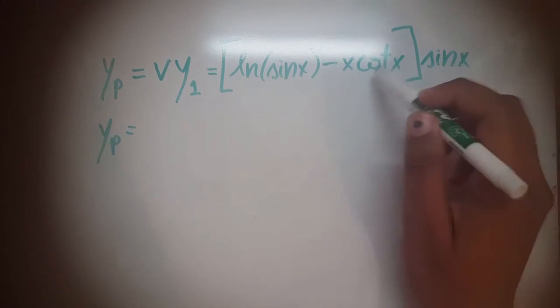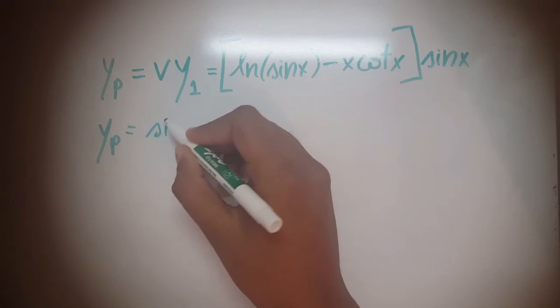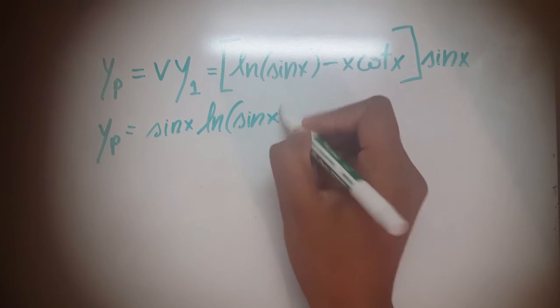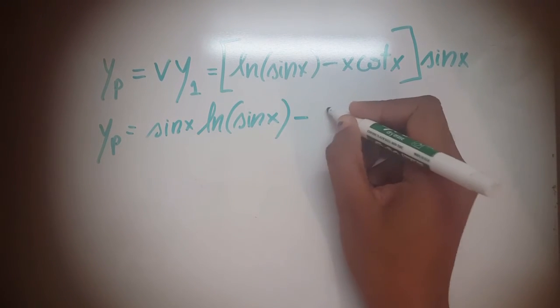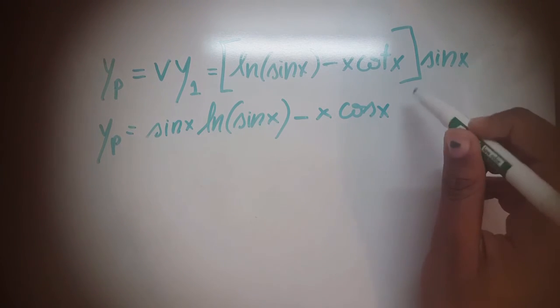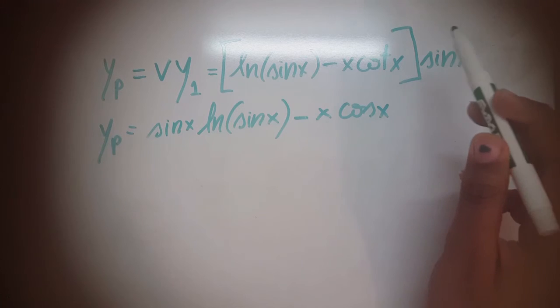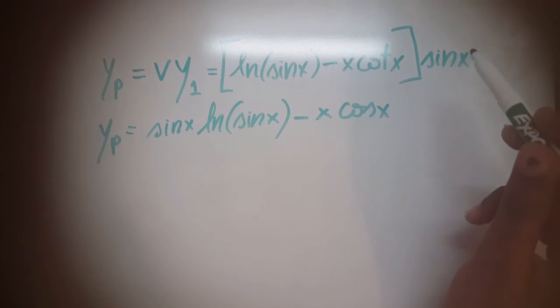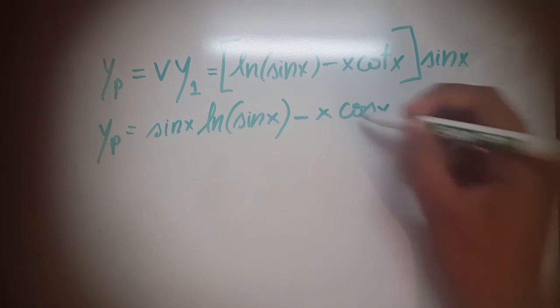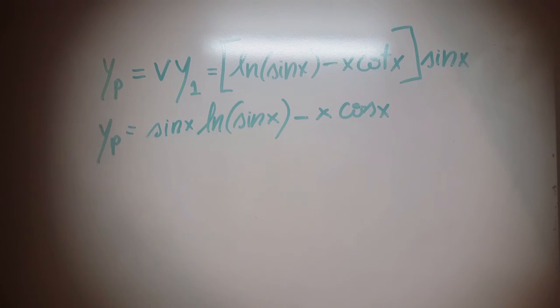Now our y sub p equals sine of x times natural log of sine of x, minus x times cosine of x. If you recall, cotangent is simply cosine of x over sine of x, so when you multiply by sine of x, you only get cosine of x. So that is our y sub p.